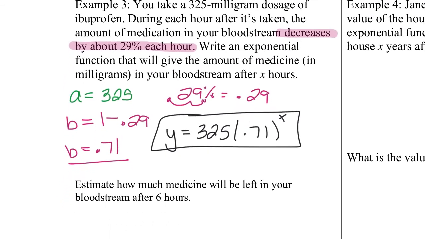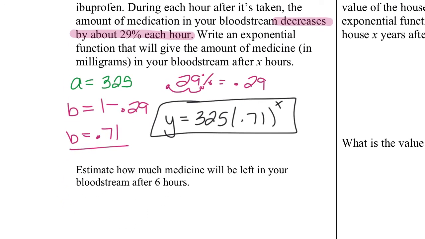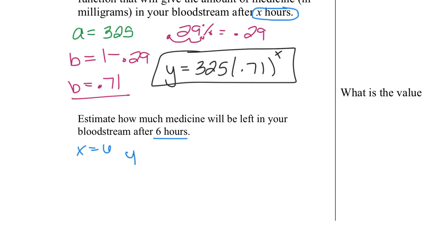Estimate how much medicine will be left in your bloodstream after 6 hours. So I'm given 6 hours, and in my original problem it does say that X is hours, so my units match. So that means X is equal to 6. So we're going to substitute X equals 6 into our equation. So 325 times 0.71 to the 6th power.